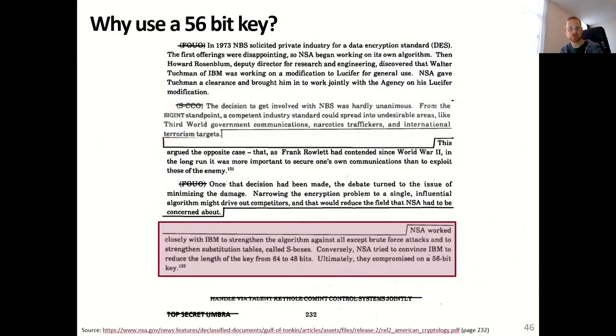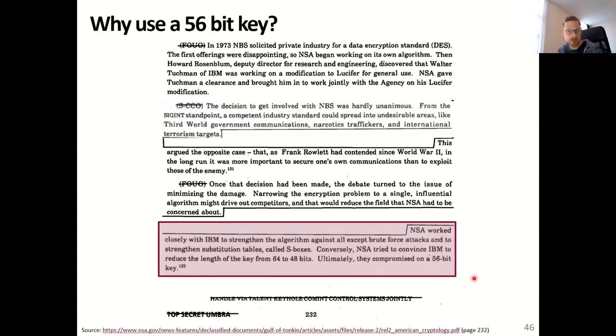And why does it use such a short key? Well, this can be traced back to documents from the 1970s discussing the design of DES by IBM. IBM discussed this with the NSA in the US, and the NSA helped IBM to strengthen the algorithm against all kinds of attacks, as you can read here, except brute force attacks. This was because the NSA wanted to be able to decrypt messages, for example for spying purposes. The NSA actually pushed IBM to use a 48-bit key. However, ultimately they compromised on a 56-bit key.